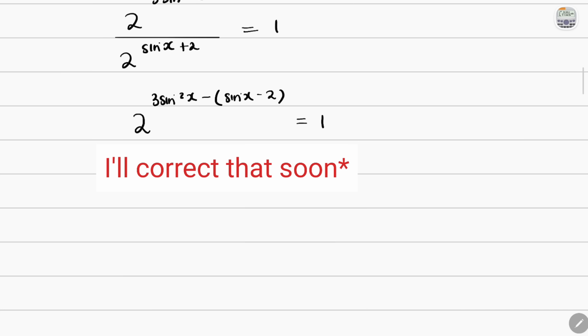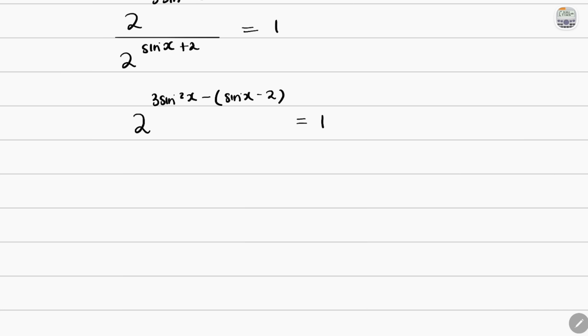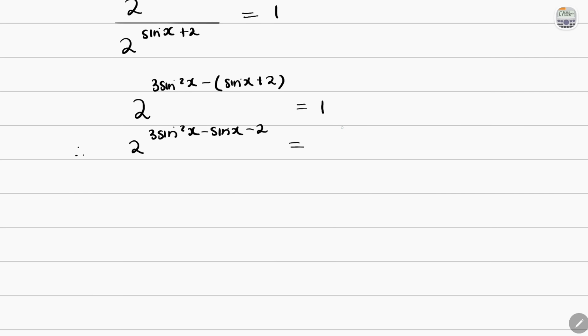I can already see at this point, because it's an exponential equation, I need to make the bases the same, so I might as well do that now. I'll say 2 to the power of 3 sine squared x minus sine x. Sorry about that, this should be a plus 2. Then when it multiplies in, it becomes minus, so minus 2. That was close. And then here, 1.